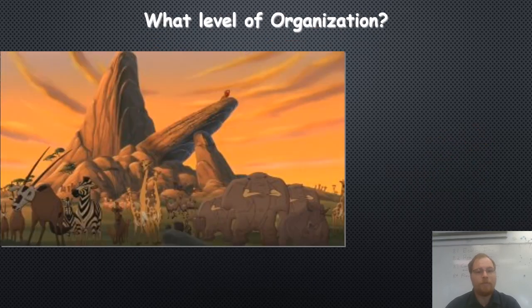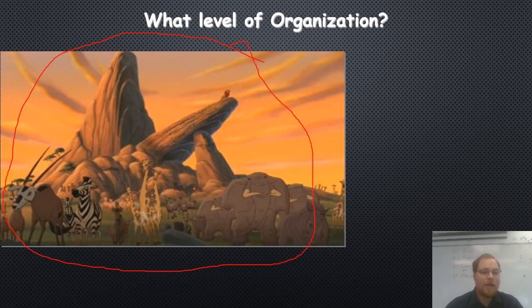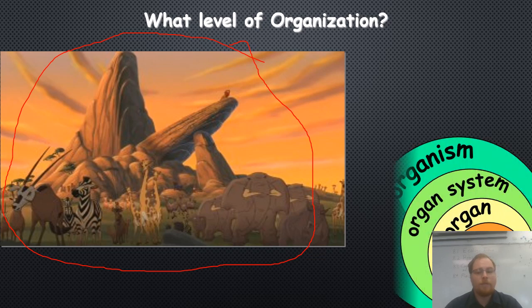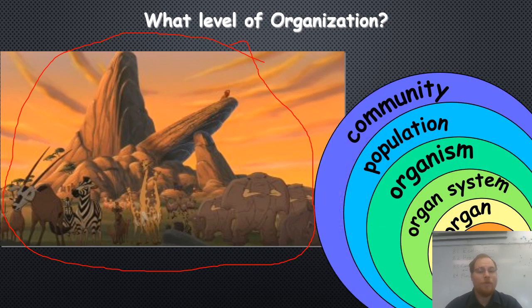Next up, we have this picture. So what level of organization are all these critters that are assembling at Pride Rock in The Lion King? Well, they are going to be a community, because they're different animals. You have elephants, giraffes, zebras, and they're all different populations of animals together as a community.